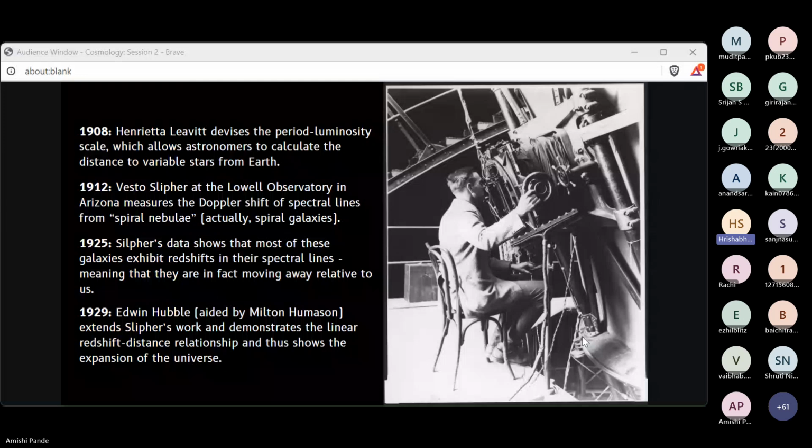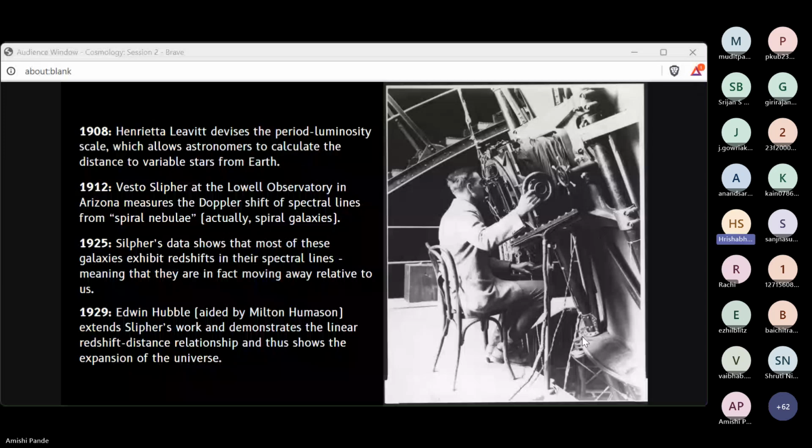But if we are using it in a scientific sense, we need to define what that means. So, in 1908, we have this period-luminosity scale, and that helps astronomers calculate the distance to variable stars from the Earth. Why is this significant? It is because when we say the universe is expanding, space is technically nothing. As I defined in the previous session, space technically means you take your universe and then you remove everything from it. So we don't really know what it means to have an expansion.